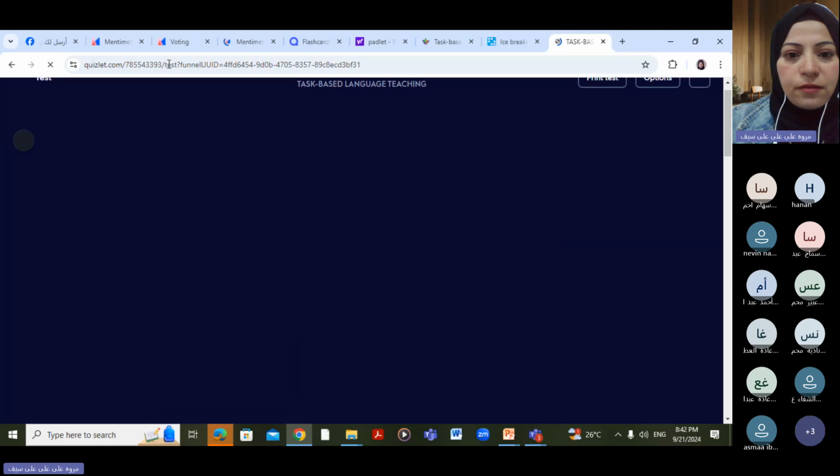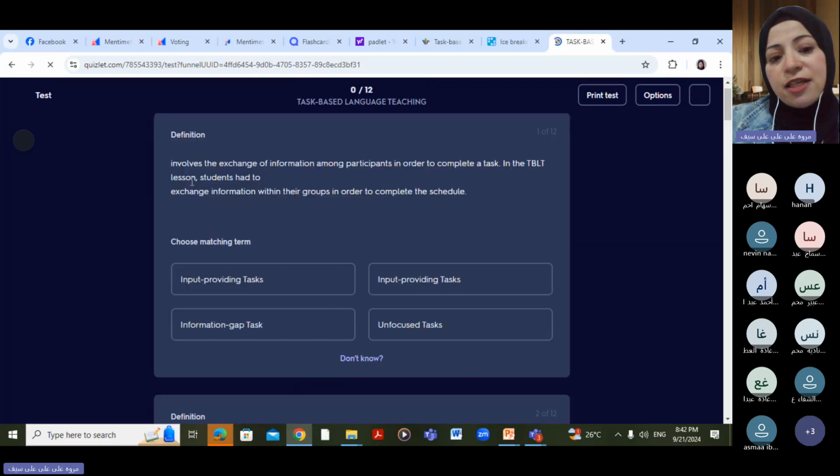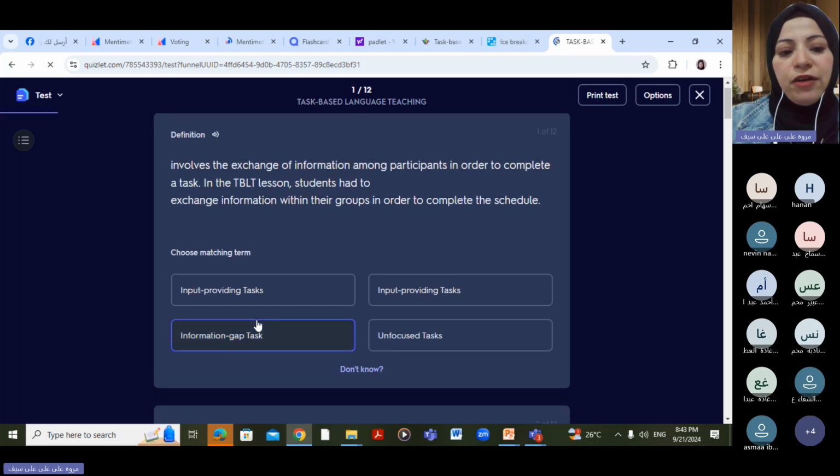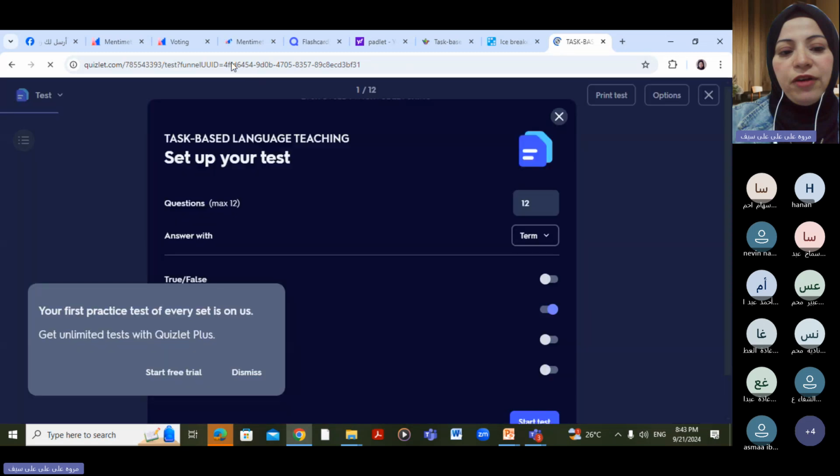Okay, so it involves the exchange of information among participants in order to complete a task. So they have to exchange information within their groups in order to complete the schedule. Information gap task. Excellent. Very good. Okay, let me refresh it again to go to the next question.